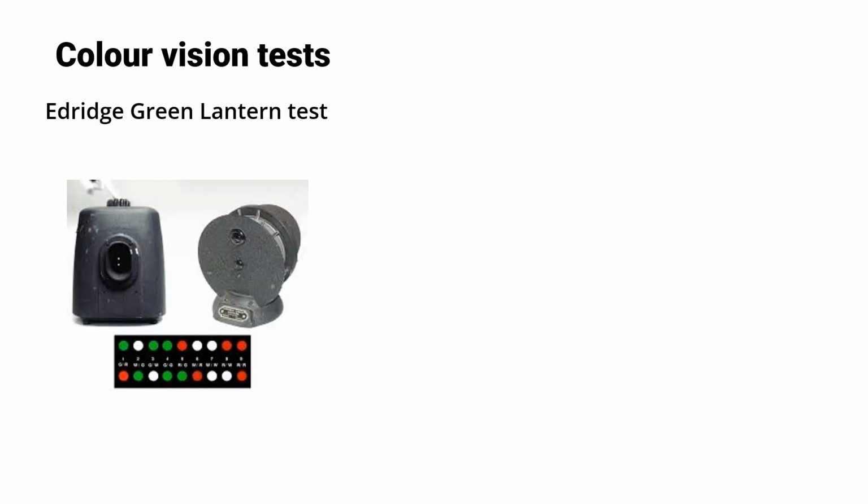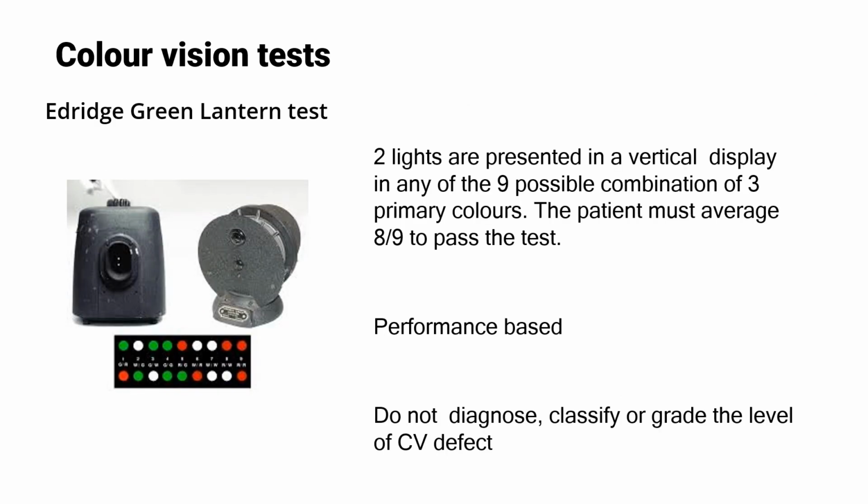Now the Edridge-Green lantern test. In this test, two lights are presented in a vertical display and it can be in any combination. The patient has to say, for example, red above green, red below white, or green above white. This is the combination, and if the patient passes 8 out of 9 times, it is said to be a pass. It is basically performance based. It does not diagnose, classify, or grade the level of color vision defect. It only says whether the patient has color deficiency or not.